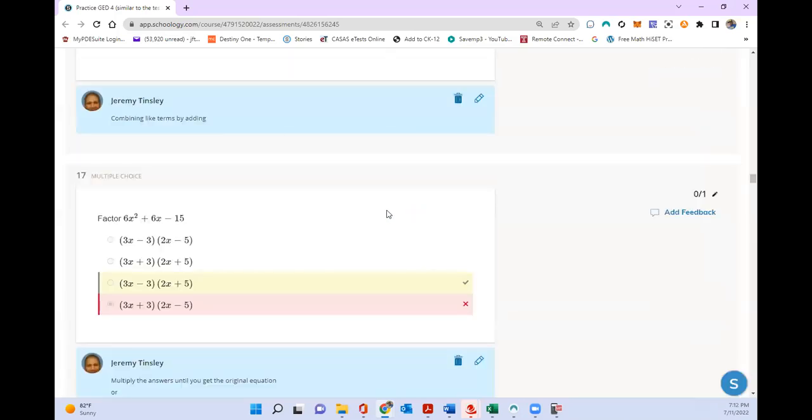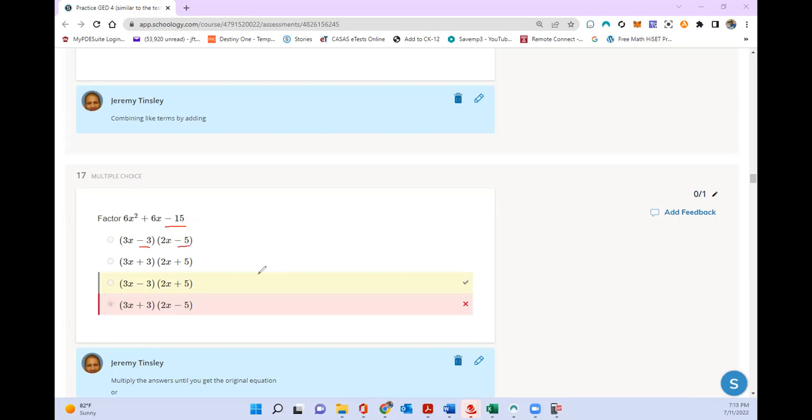Now, again, this is one of the examples from my practice GED. Factor 6x squared plus 6x minus 5. Listen, nobody wants to sit there and find the factors of 6 times negative 15, which is 90. You're going to be sitting there doing factors all day. So you have 4 multiple choice. This is what I need you to do. I need you to understand that last term is negative 15. So that means my last 2 terms must give me negative 15. So will my last 2 terms give me negative 15?